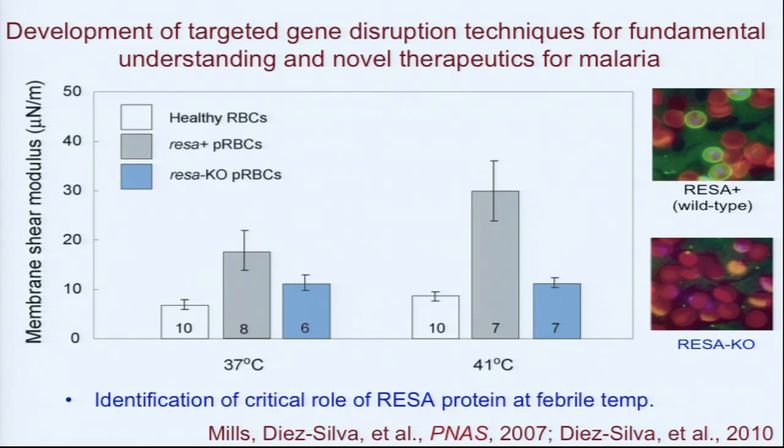So this result conclusively shows that RESA protein is responsible for significantly increasing the stiffness, but if you knock in RESA, the stiffness goes back up. So it's a conclusive experimental proof of this. This someday can lead to a potential avenue to knock out RESA, either in the mosquito before it gets to the human body, or in the human body through some therapeutic treatments.